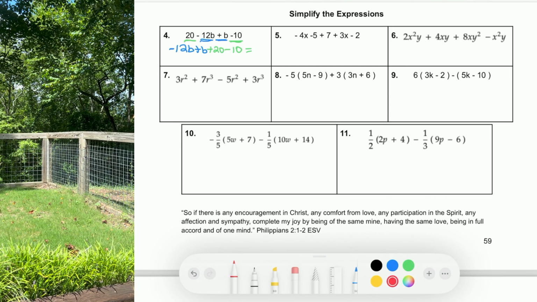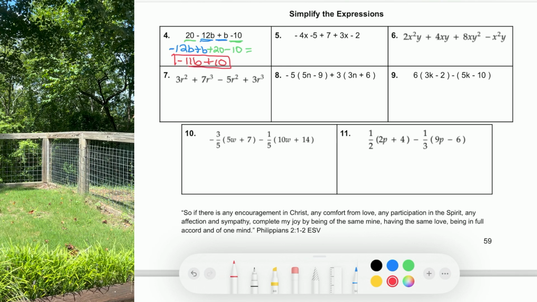So now I have a negative 12b plus a b. And remember that b is a single b. We have that invisible 1 in front of it. So we have a positive number and a negative number, which means we're going to have to take the difference between the two. So that's going to be 11b. The 12 is greater than the 1 that's invisible with that b, so it's going to be a negative 11b. And then we have 20 minus 10, which is just 10. And that problem is done.